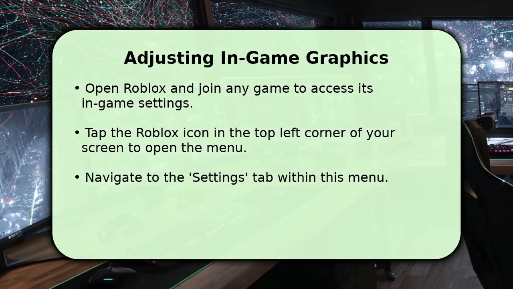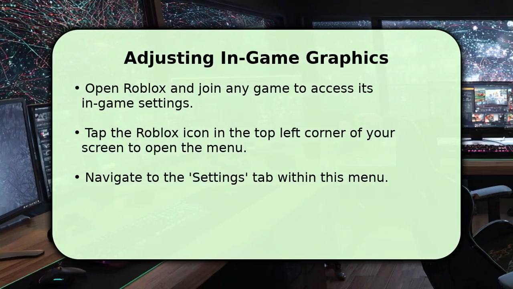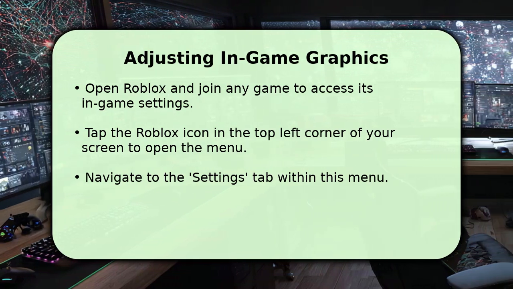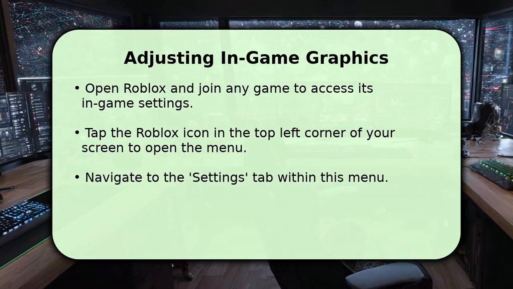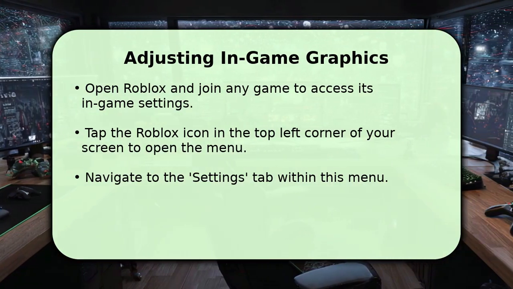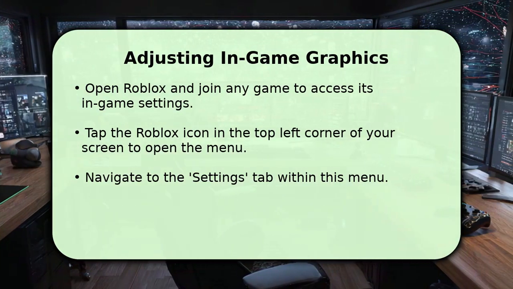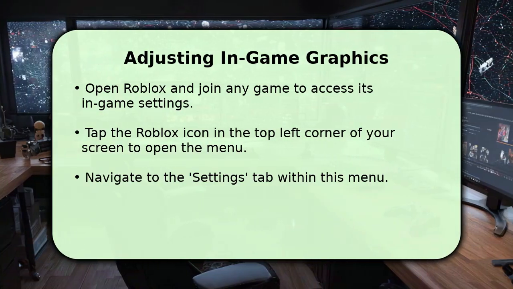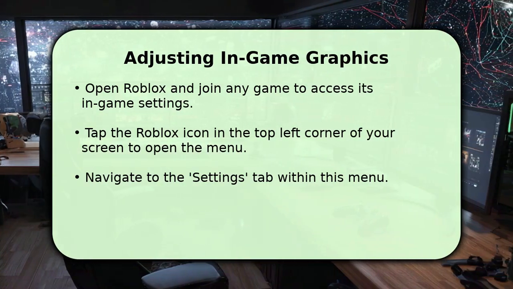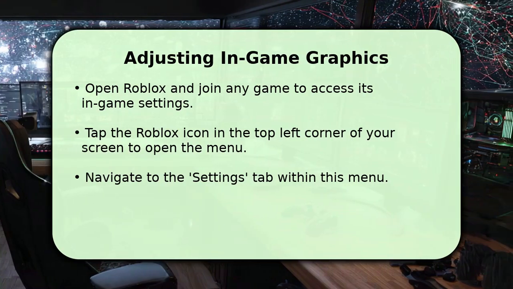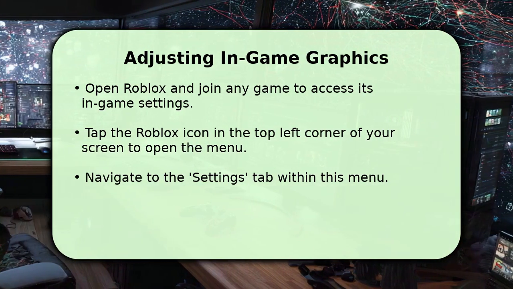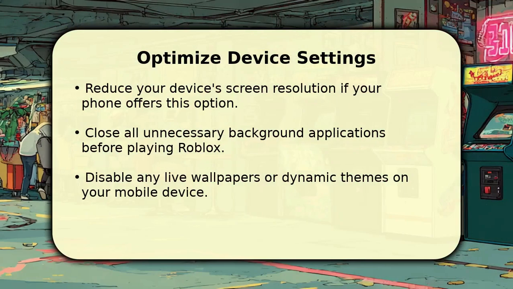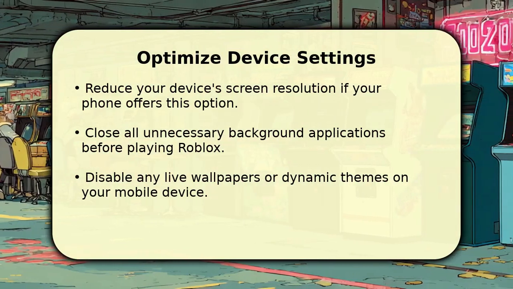Once you are in any Roblox game, tap the small Roblox icon usually found in the top left corner of your screen. This action opens the main in-game menu. From there, you should see a Settings tab. Select it to continue. Look for the Graphics Quality option, which is often a slider. Make sure to drag this slider all the way down, setting it to the lowest manual quality for maximum performance gains.